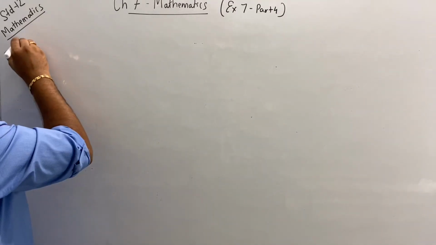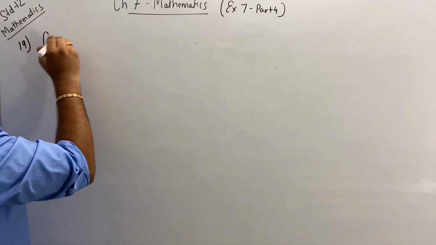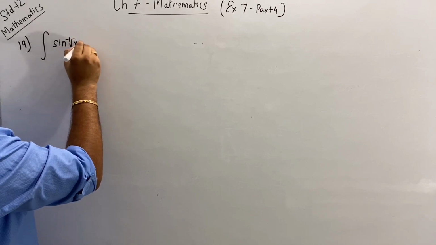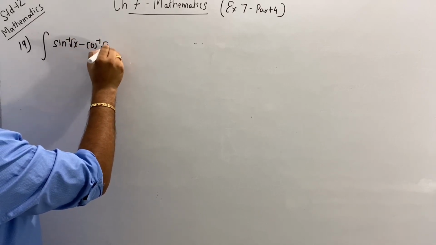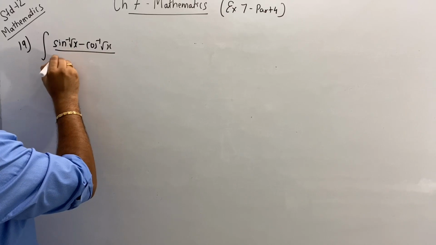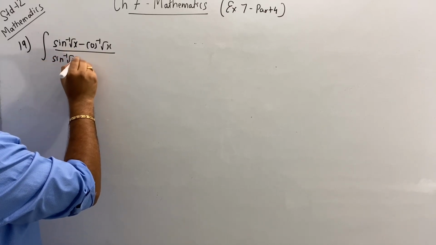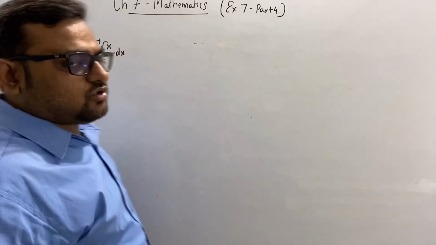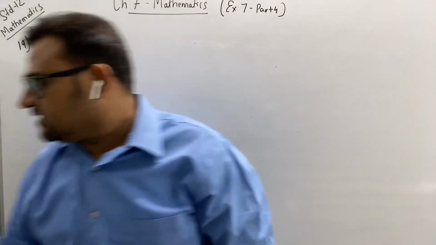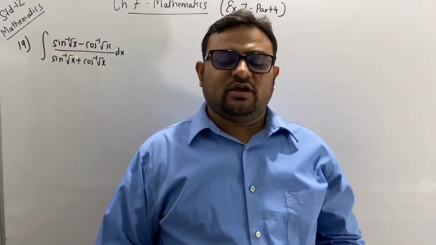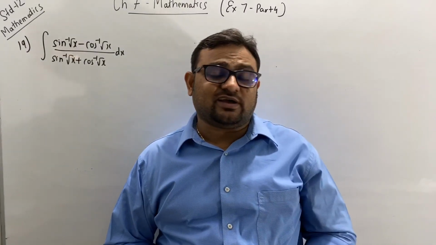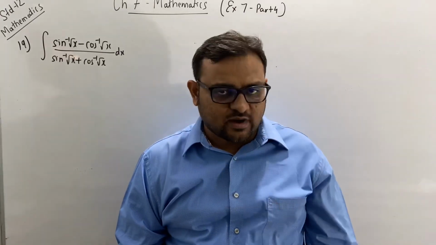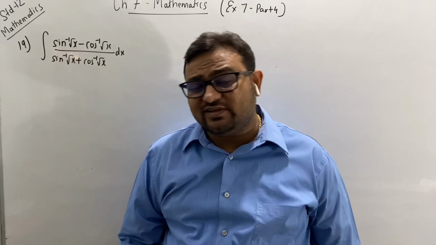Next is question number 19, that is the integration of sin inverse root x minus cos inverse root x upon sin inverse root x plus cos inverse root x dx. Okay, now see, this is a very important sum again. It can also be asked for 4 marks. Now see how we will start.